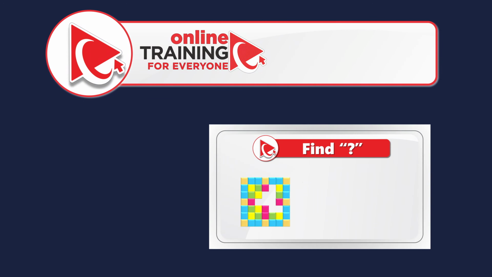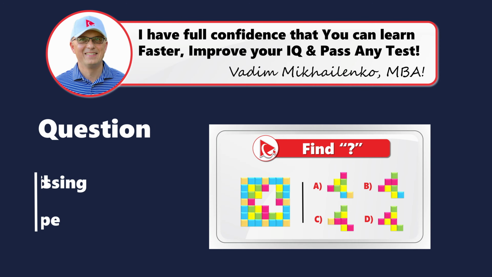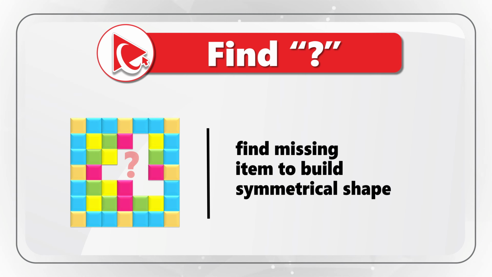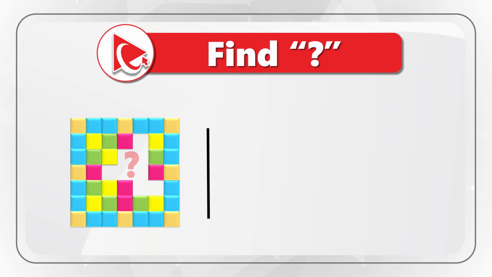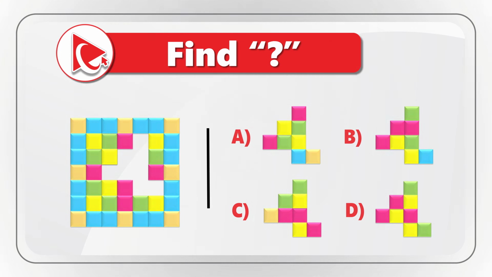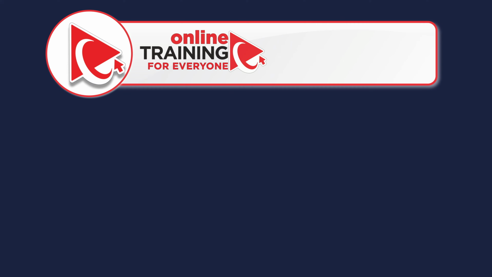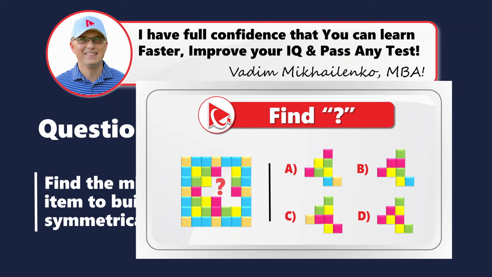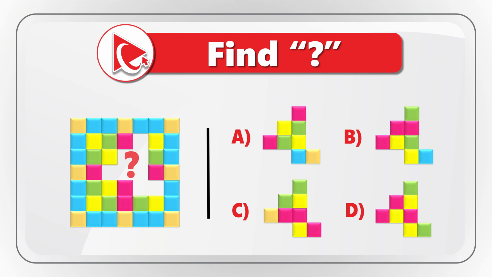Here's a very interesting question to test your spatial reasoning skills. You need to find the missing item, question mark, to build a symmetrical shape. And you're presented with the square that has a gap inside and 4 possible choices. Choices A, B, C, and D. Take a close look to see if you can select the right answer. Ready or not, I am moving forward to share with you my version of the answer. And if you have a better way to solve it, please make sure to post in comments.